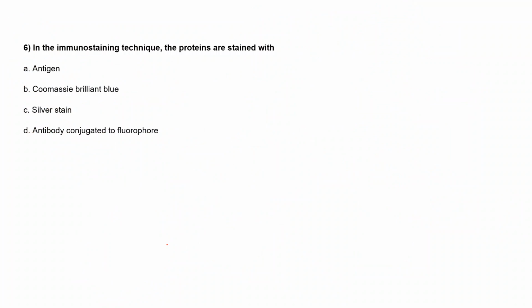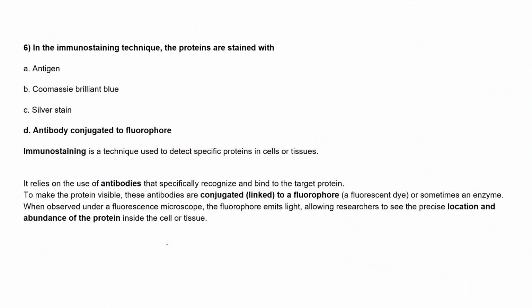In the immunostaining technique, the proteins are stained with: option A is antigen, option B is Coomassie brilliant blue, option C is silver stain. Option D, ma'am. Okay, option D is antibody conjugated to fluorophore. So, anyone else? Ma'am, it is option D. Okay, very nice, very good. Both of you are right that option D is the right answer, that is antibody conjugated to the fluorophore.